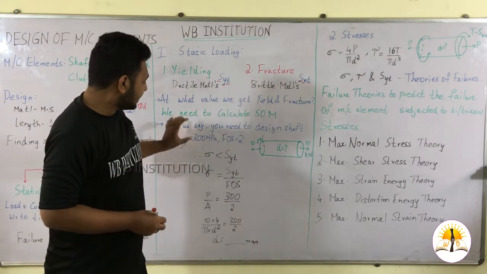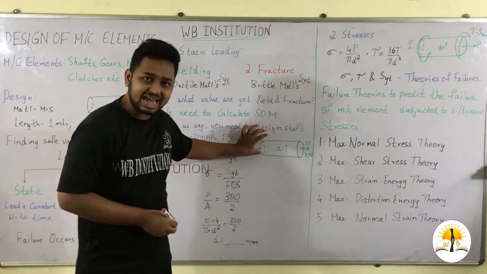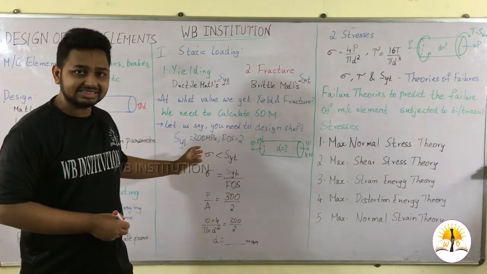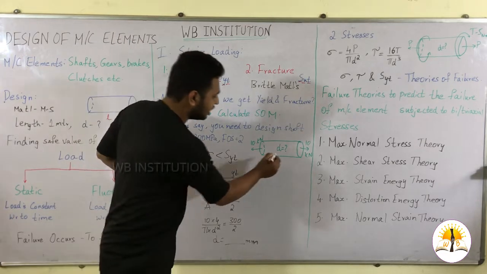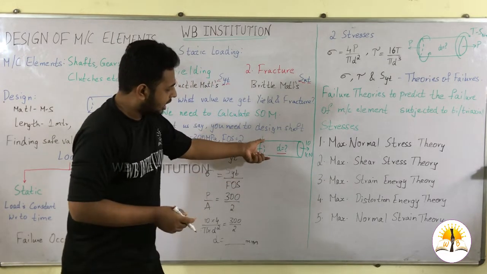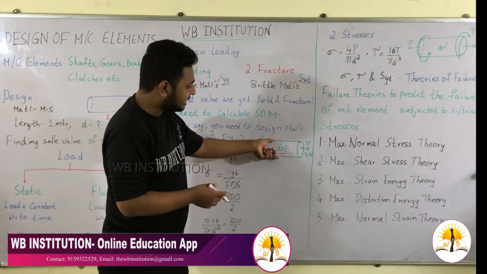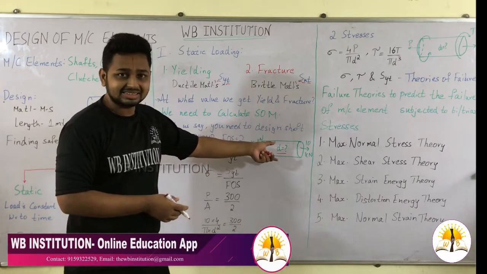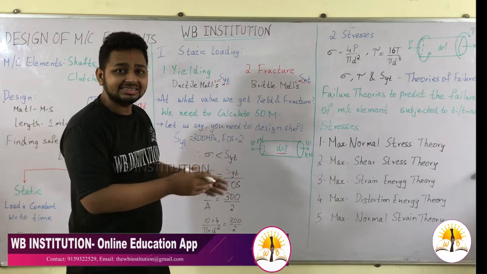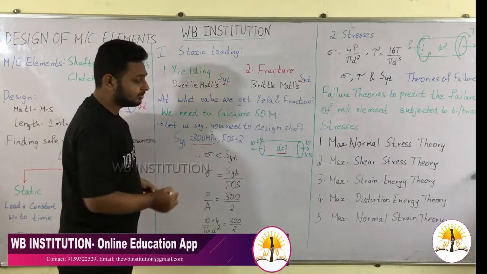Now for designing this particular shaft, we have to calculate the diameter. If we give a value for the diameter, then by calculating the stresses with respect to that diameter, that stress should be less than the yield stress, that is 300 megapascal.